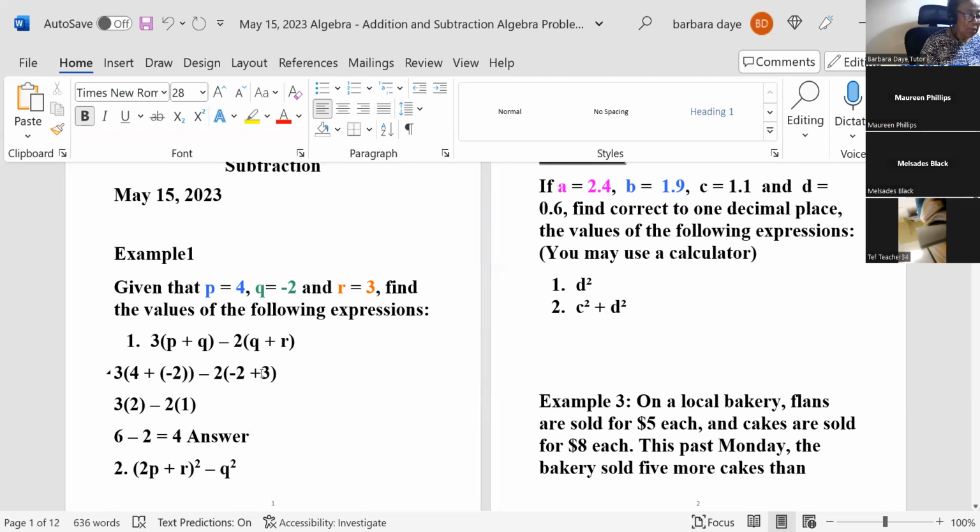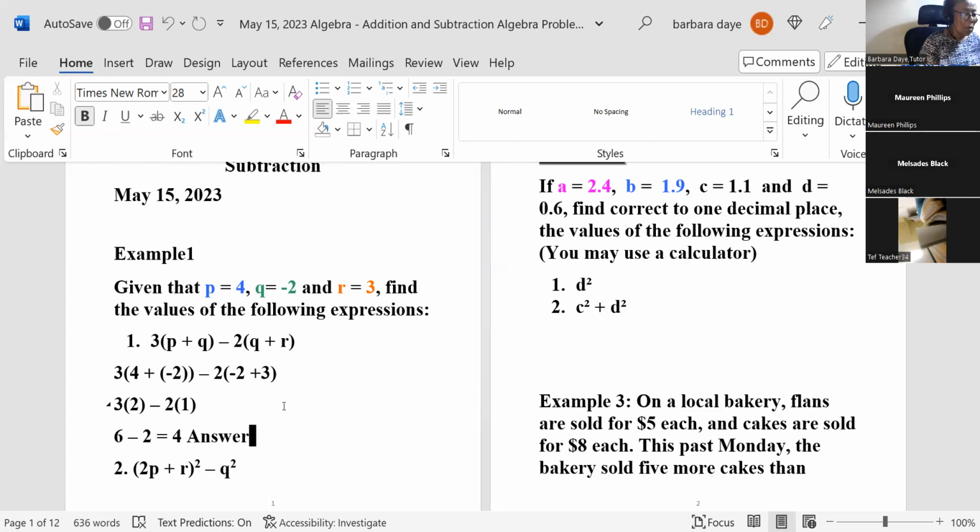Over here, you do what's in parentheses. -2 plus 3 gives you a +1. 2 times 1 is 2. 6 minus 2 is 4. Maureen, did you follow that? Let's go back there. So you're saying what I should do is say 2 minus 2. Divide 2 into 4 and I get 2.